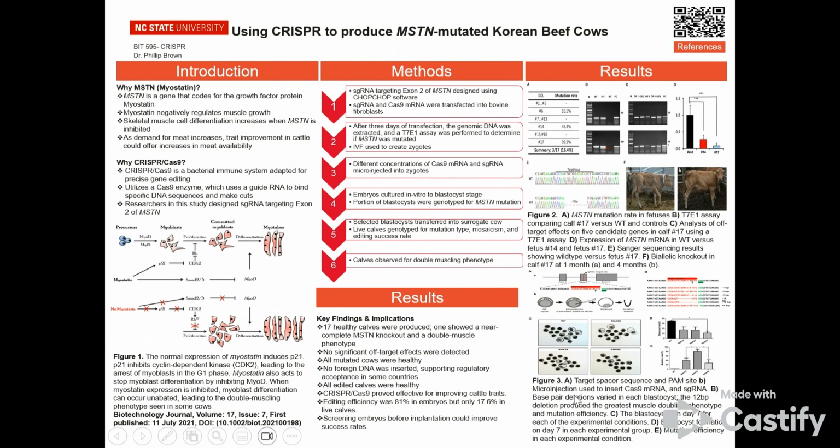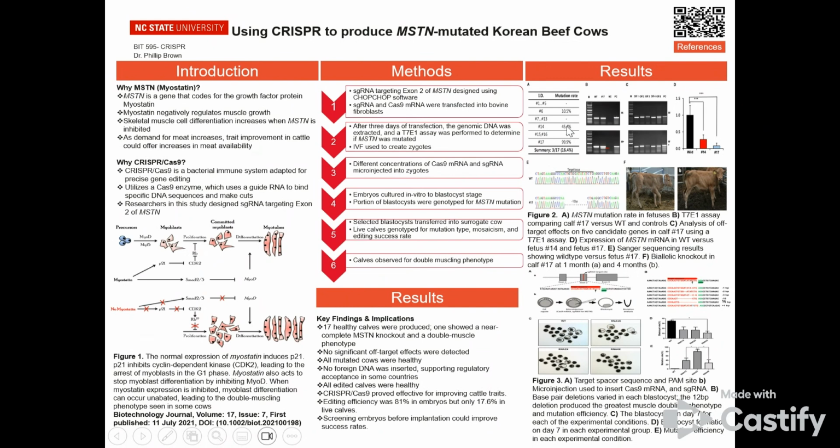Now for the results, as we look over here at figure 2, it has quite a bit of smaller figures too. Just looking at 2A, you can see that calf number 17 had the highest success of mutation rate, with 99.9% of the cells noted to have uptaken the mutation, meaning there was no mosaicism, meaning it had the double muscling phenotype.